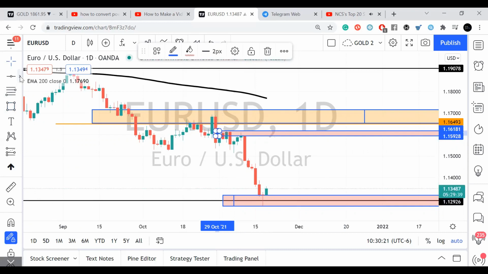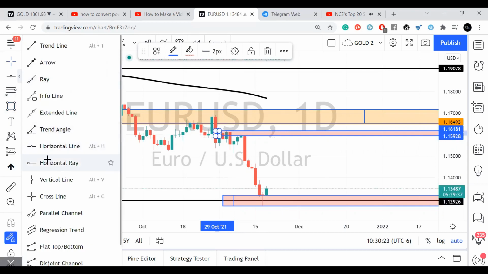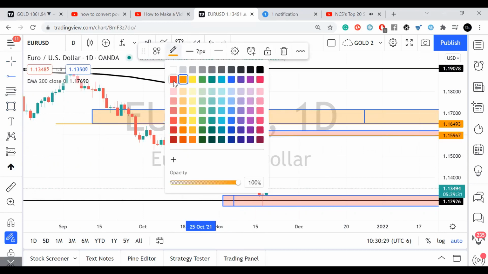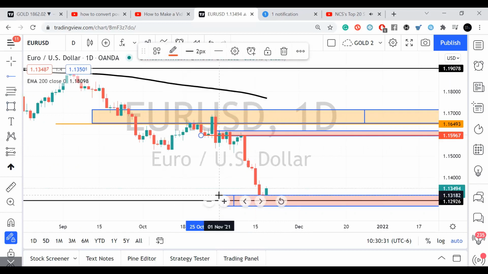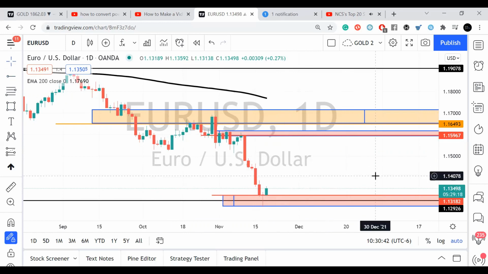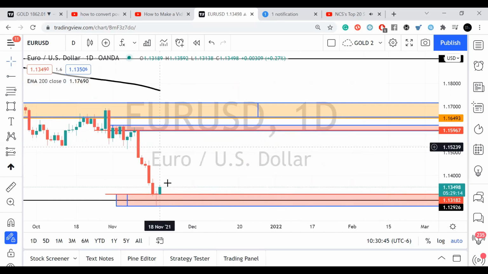So I'll mark the way and make it red line, because I use red line for my daily. Then this is our zone. This is our structure. This is the structure we have on the daily, on this pair. So this is where we're going to work on.